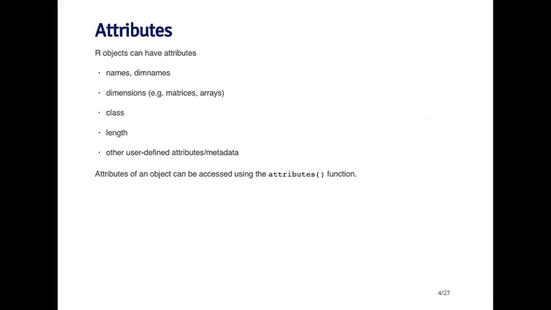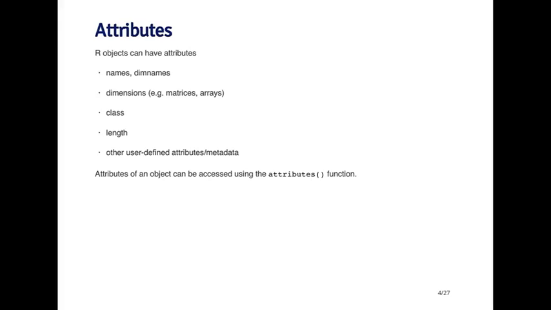Another thing that comes with each object in R is an attribute. Not every object in R necessarily has attributes, but attributes can be part of an object in R. Some of the most common types of attributes that we'll encounter are names, or dimnames, for dimension names. Dimensions, so a matrix will have dimensions. For example, it'll have a number of rows and a number of columns. If you have a multidimensional array, you'll have more than 2 dimensions. The class of the object, so every object will have a class. For example, numeric objects have the class numeric, and integer objects have the class integer.